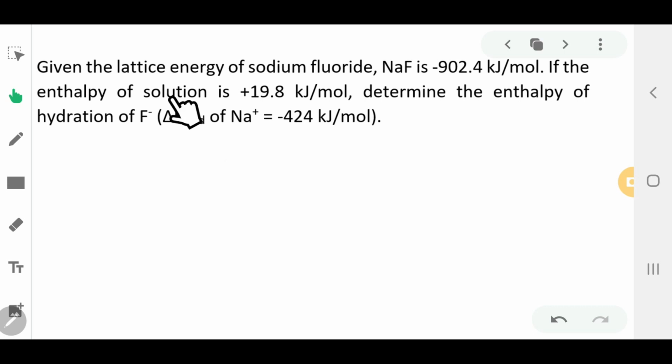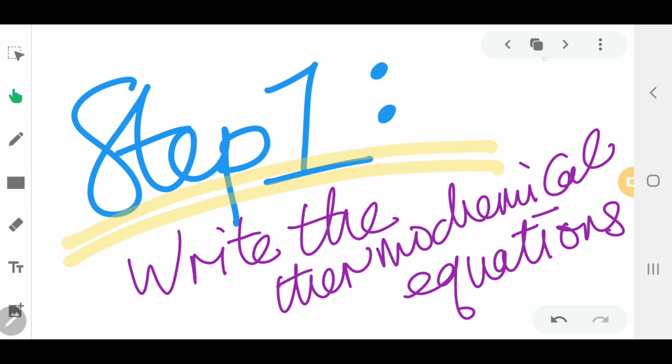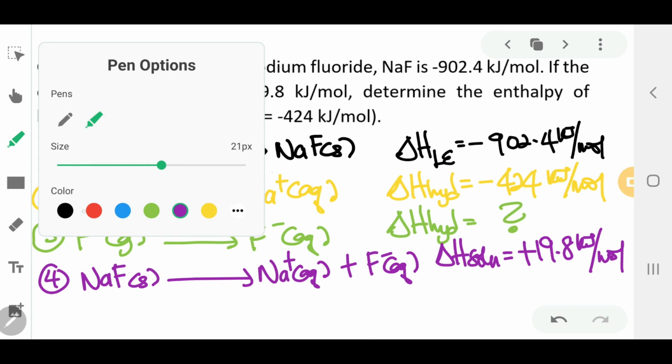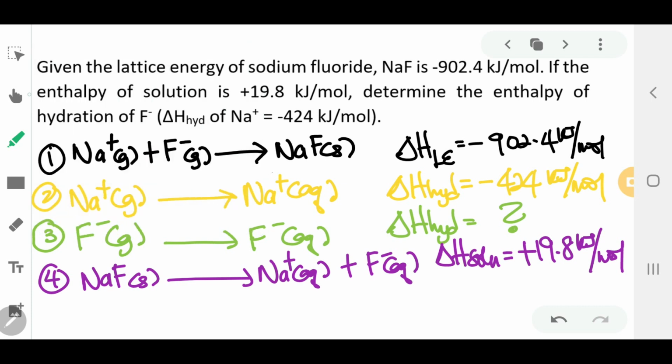So when we want to find the enthalpy of hydration, we have to construct the energy cycle for the dissolution process. Step number 1, we have to write the thermochemical equations just like what we have done in the first example. So these are the thermochemical equations that we have. I'm going to try to highlight the one that is important here, especially for number 1.